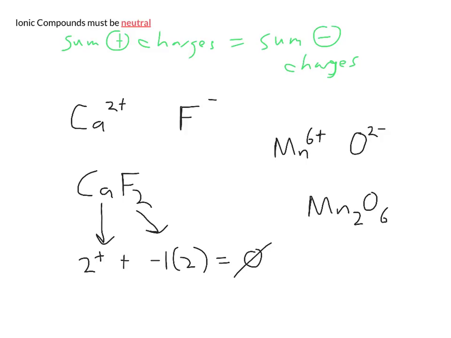We'll check to make sure that everything is neutral. 2 times 6+ is +12. 6 times -2 is -12. That is equal to 0. That compound is neutral.